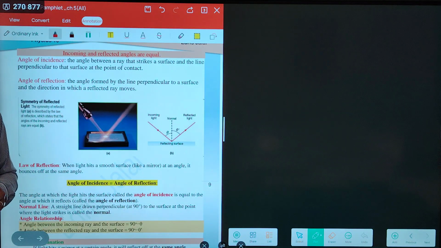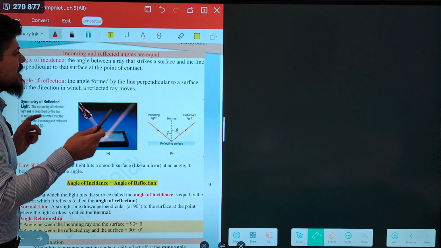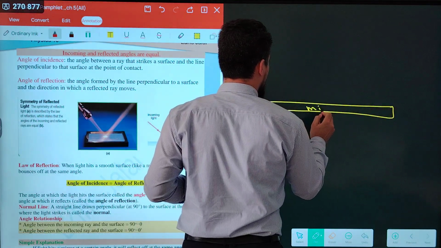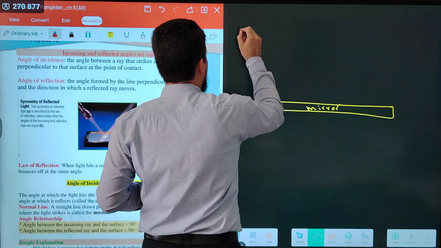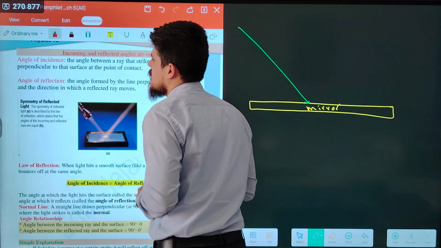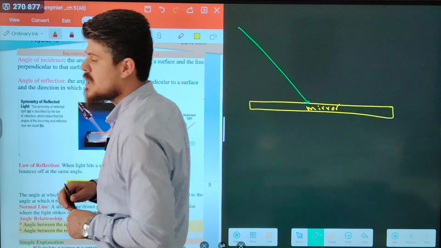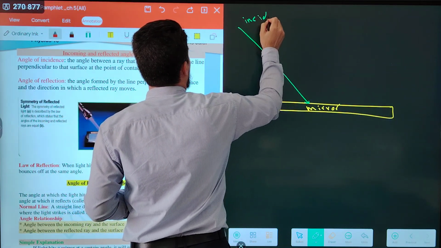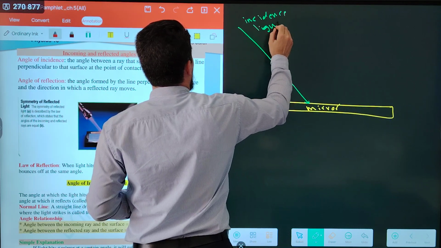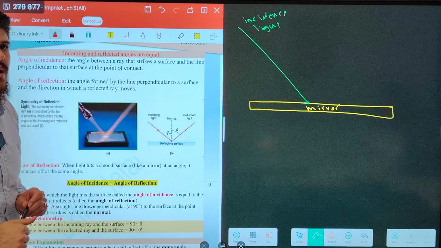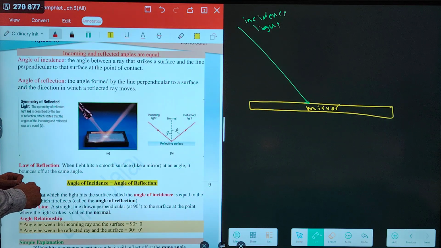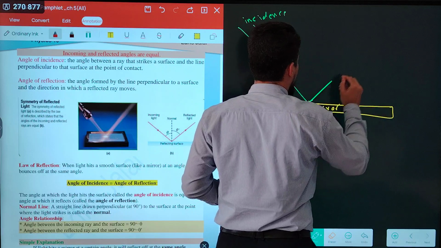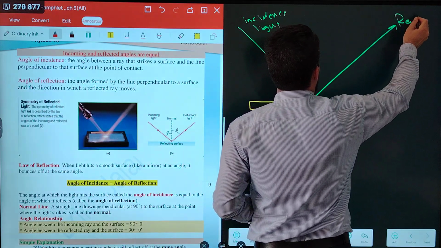Incoming and reflected angles are equal. What are the angle of incidence and the angle of reflection? Assume that this is the surface, this is a mirror, and this is the incidence light. Incidence light or incoming light, it doesn't matter. And this is the reflected light.